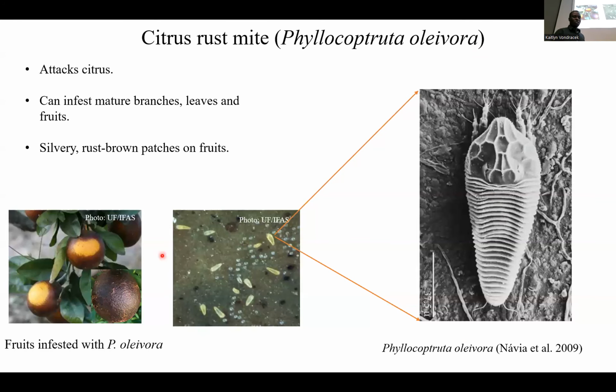And once it's on citrus, it does this. So the interesting thing about eriophyoids is that most of them are actually really host specific. So you won't find this mite infesting any other plant. They have just evolved to feed on one particular plant. And here I have a picture of a scanning electron micrograph of how this mite looks.